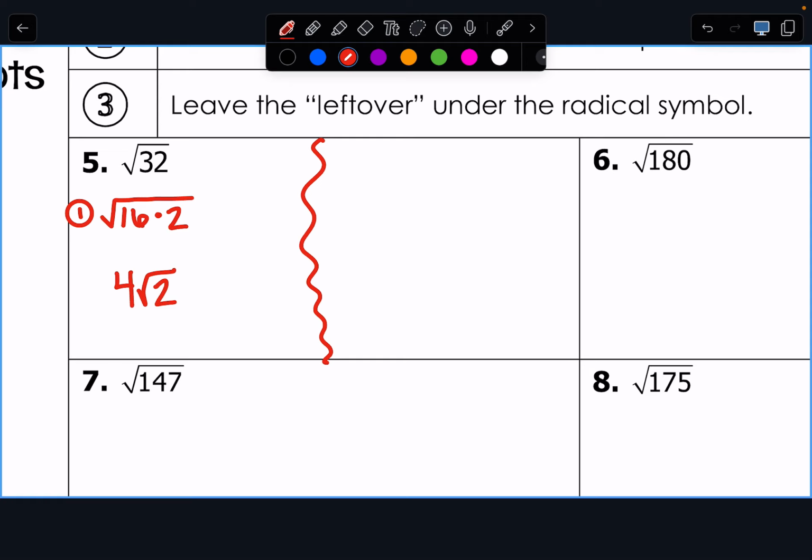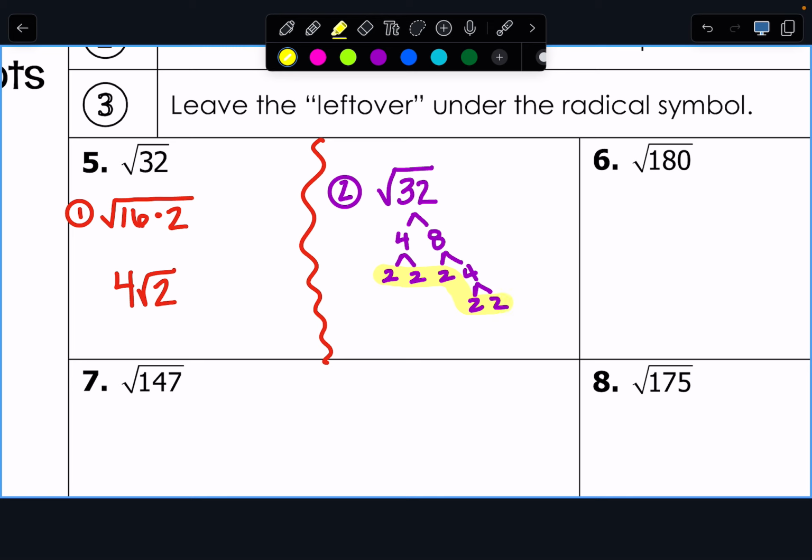Here's way number 2. Way number 2 is we take 32 and we create a factor tree. So give me 2 numbers that multiply to 32. Besides 1 and 32: 4 and 8, right? 4 is 2 times 2. 8 is 2 times 4. And 4 is 2 times 2. So these numbers right here, 2 times 2 times 2 times 2 times 2 is 32.